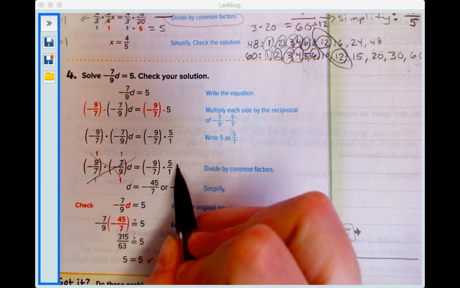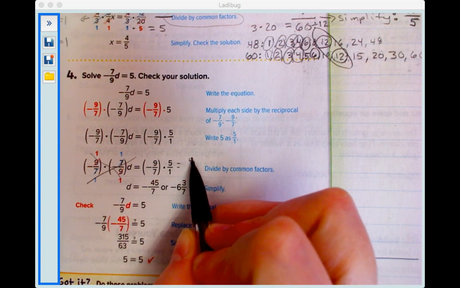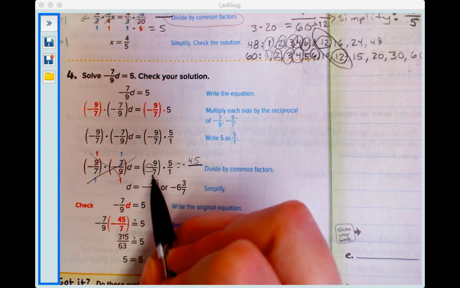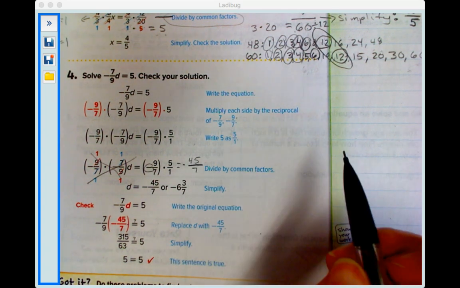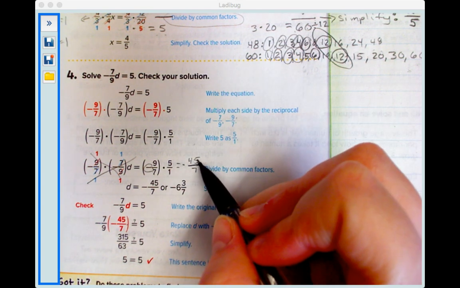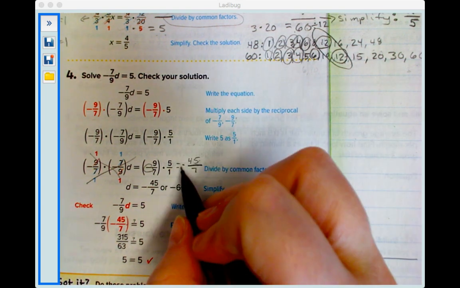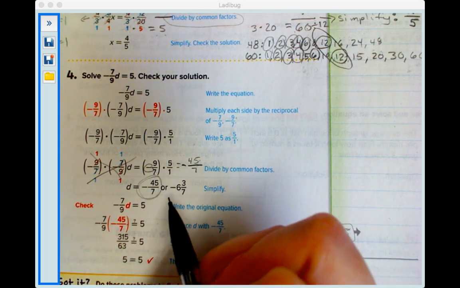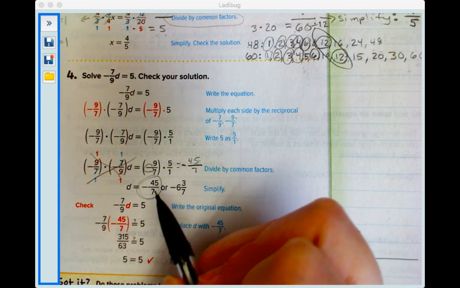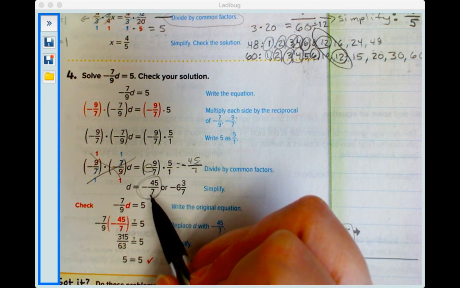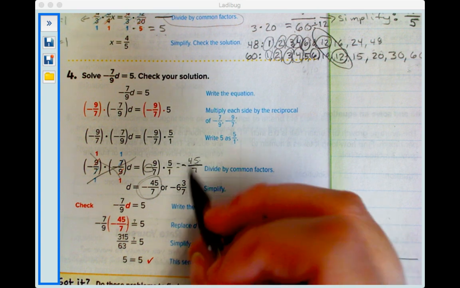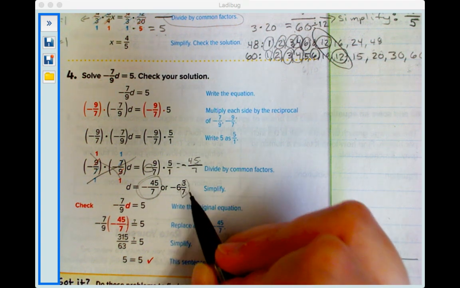So, 9 times 5 equals 45. And don't forget that there's a lovely negative here. 7 times 1 is 7. And since this number is larger than this number, you can actually divide it. So this is an answer. You can leave it that way. I won't ask you to simplify unless the problem in the book makes you simplify. Or you can divide and get whatever your remainder is will be your fraction.